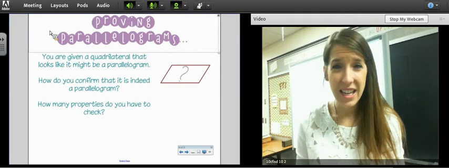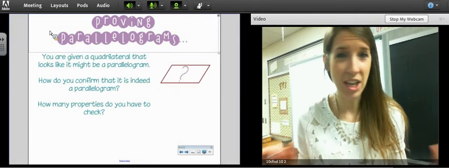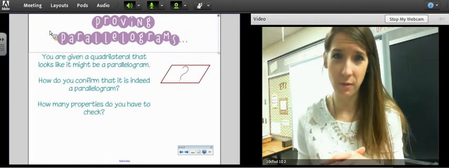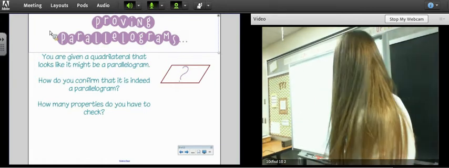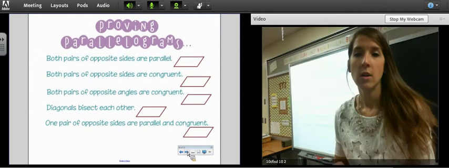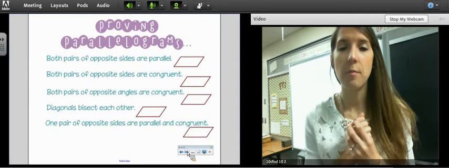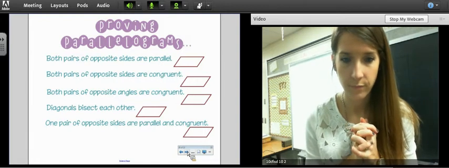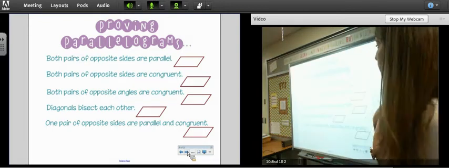This checklist is going to look just like your notes from Friday, and you're going to be like, why am I writing this down again? Because this looks like my notes from Friday. But I do need you to write it down, because these are the things. Here we go. These are the 5 things that can prove a quadrilateral guilty of being a parallelogram. So let's go over each of them.